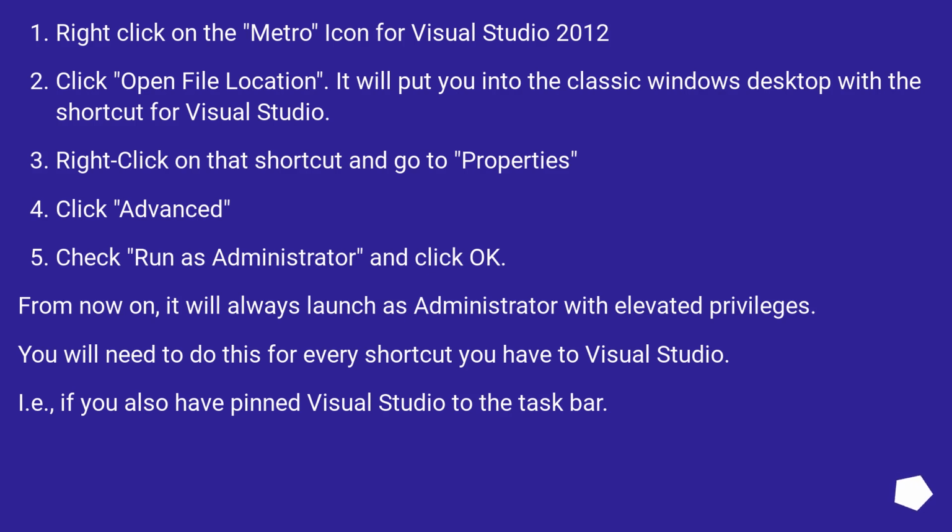Right-click on the Metro icon for Visual Studio 2012. Click Open File Location. It will put you into the classic Windows desktop with a shortcut for Visual Studio. Right-click on that shortcut and go to Properties. Click Advanced. Check Run as Administrator and click OK. From now on, it will always launch as Administrator with elevated privileges.